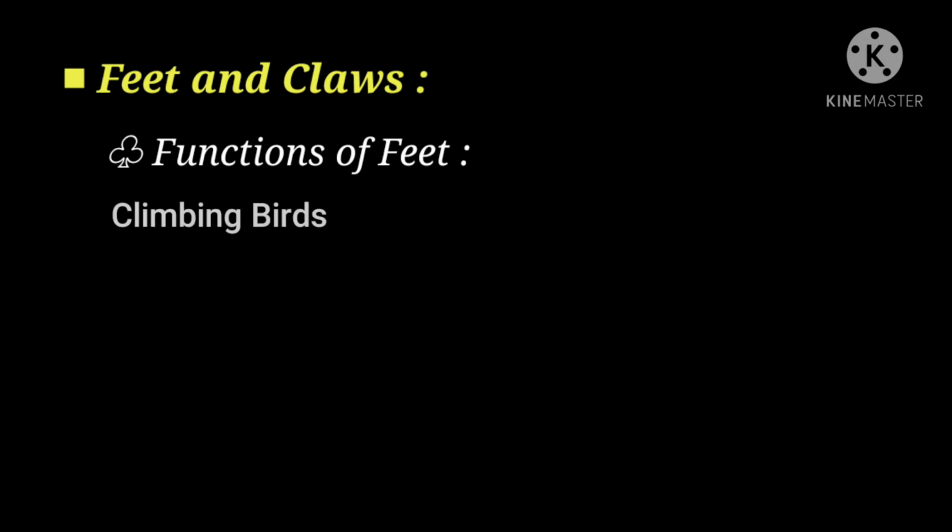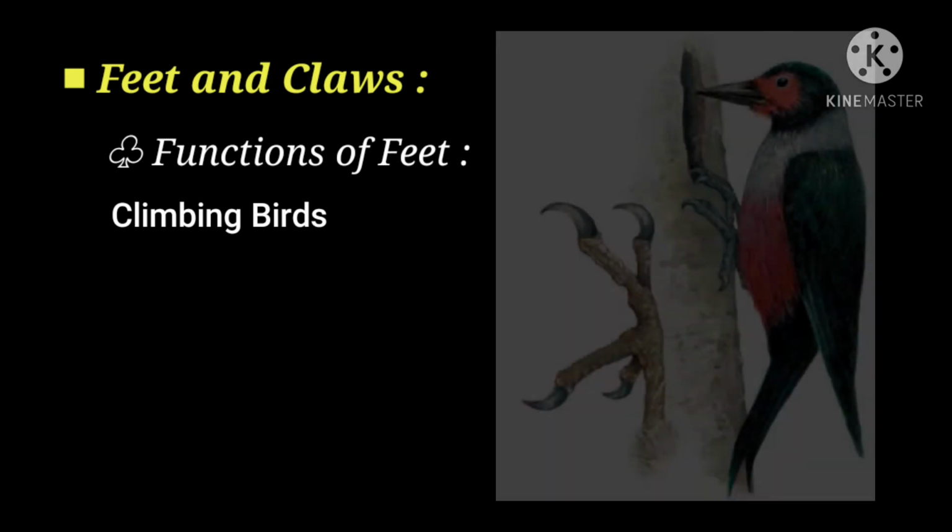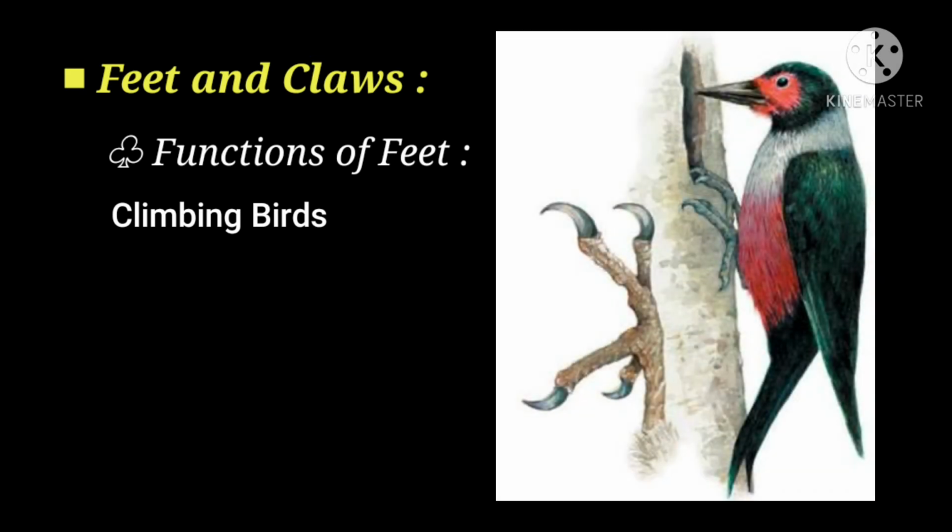In the next type, in case of climbing birds like parrots, woodpecker, out of the 4 toes, 2 toes are present in the front and 2 toes are present in the back. This arrangement of toes helps them to climb easily on the trunk of the tree. So in this way we have discussed different types of feet and claws present in different birds and how they help the birds to perform different actions.